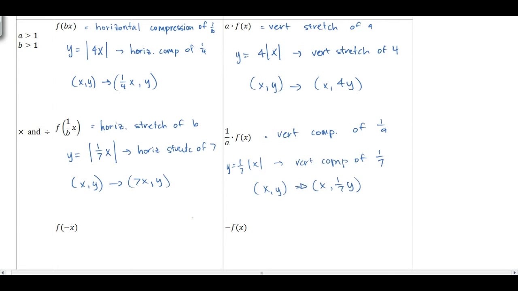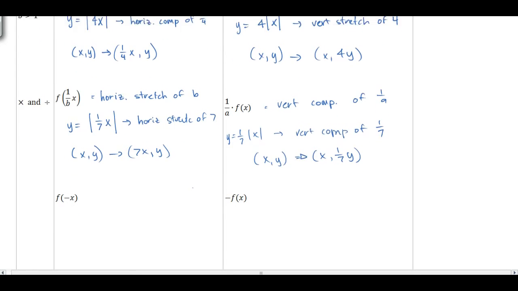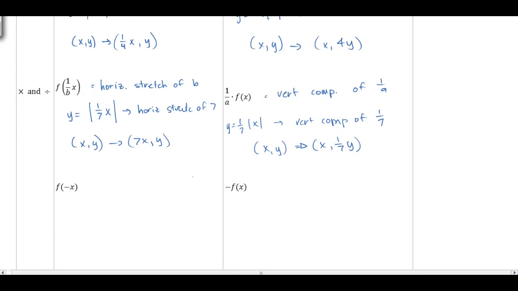And then the last two on the stretches are actually reflections, right? So if you see that somebody went through and changed the sign on the x's, that just reflects it over the y-axis.